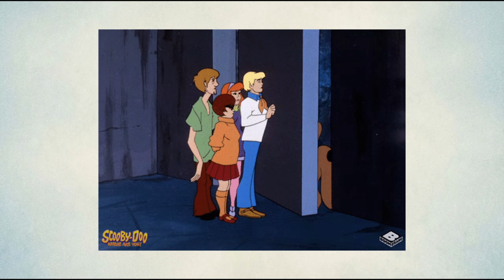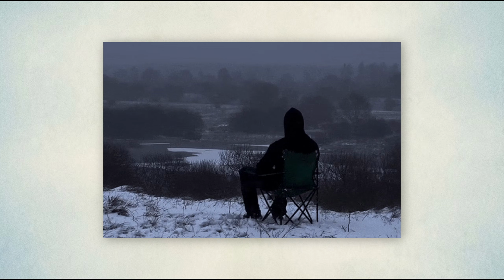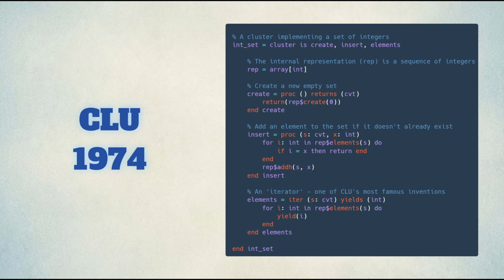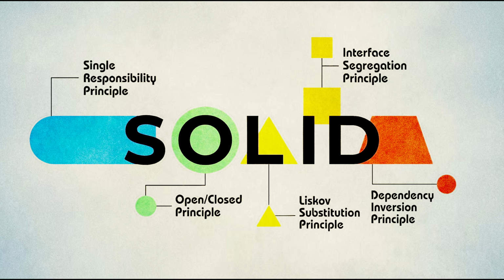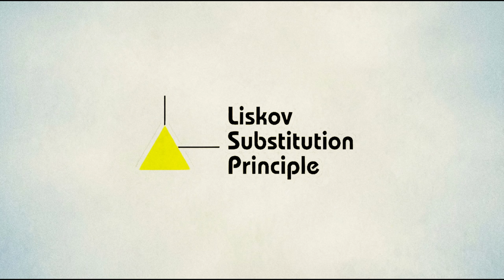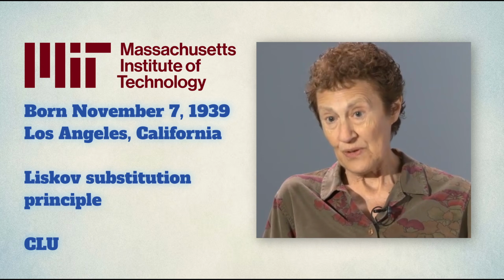For 3 years, barely anyone at Mozilla knew about it. The project had no name, no direction, and certainly no future. Graydon worked alone, drawing inspiration from languages most programmers had forgotten about. CLU from 1974, Erlang from 1987, and Limbo from 1996. And if you learn SOLID principles, one of them is the Barbara Liskov principle. And Barbara Liskov is the designer and inventor of the CLU programming language.